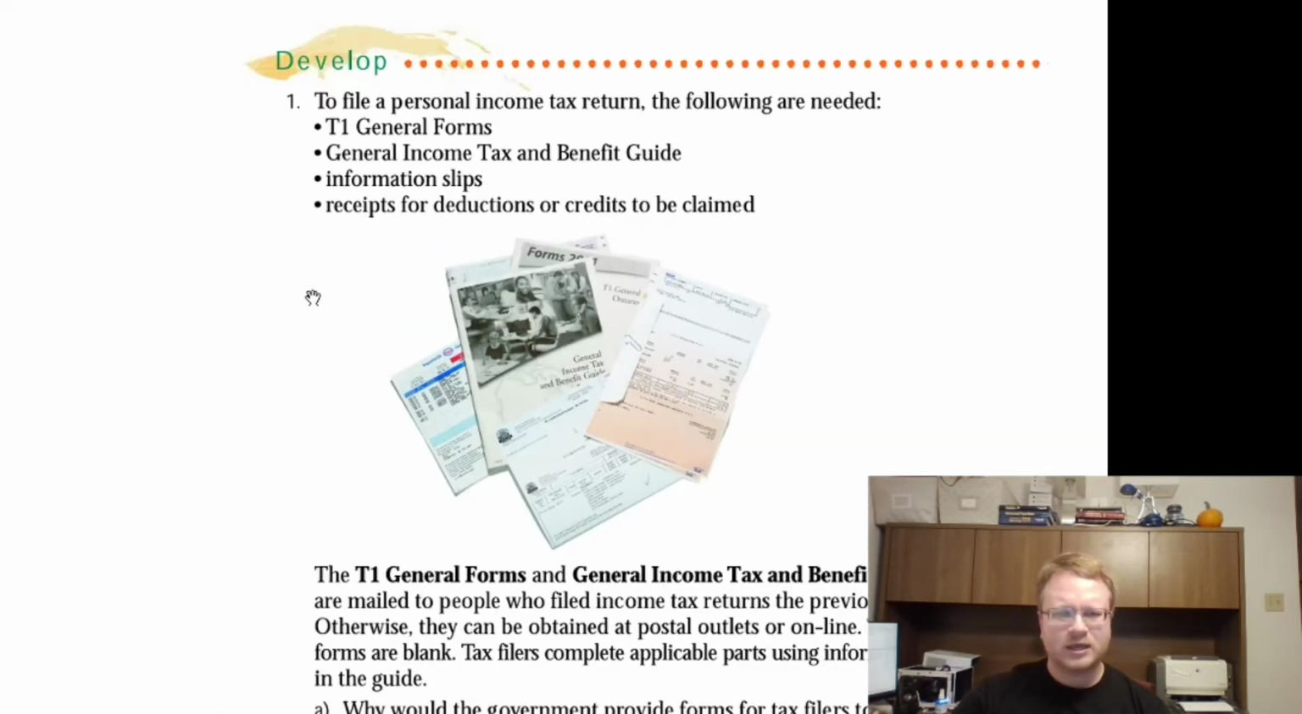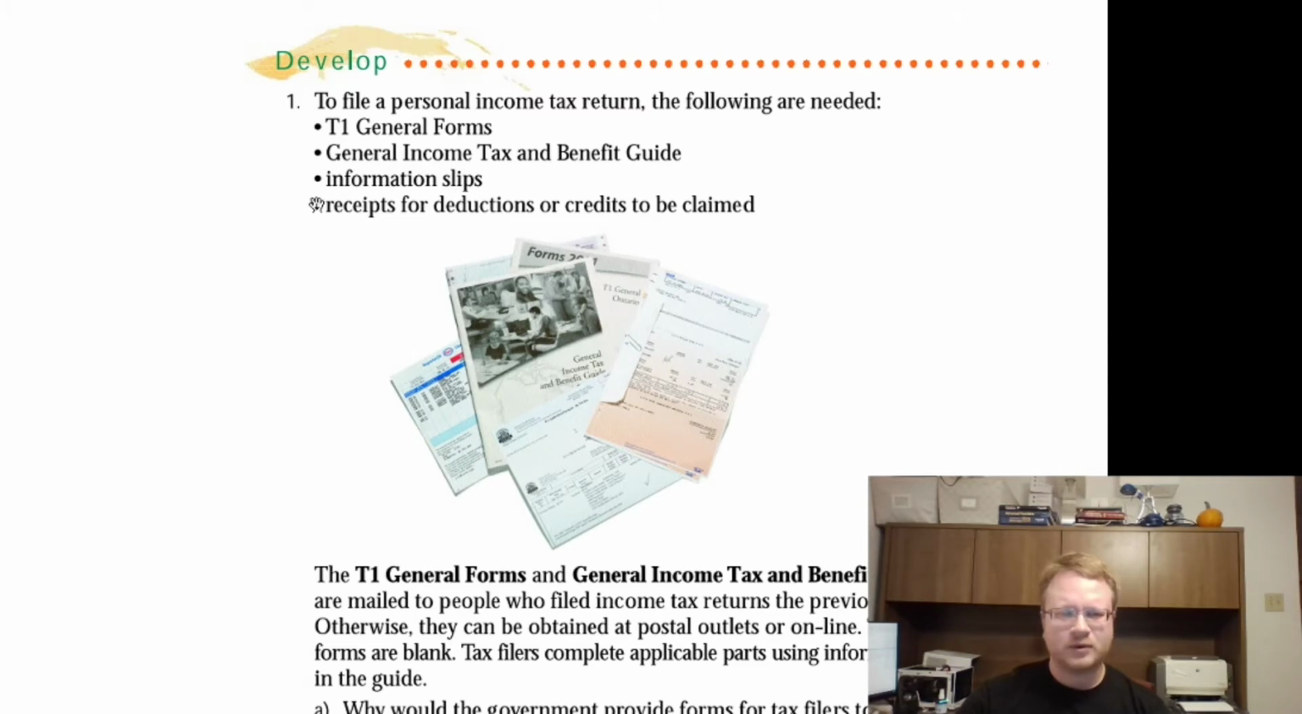And what we're talking about here is, what do we need to do to actually file a personal income tax? We need the following items. We need T1 general forms. We need the general income tax and benefit guide, information slips, and receipts for deductions or credits to be claimed.